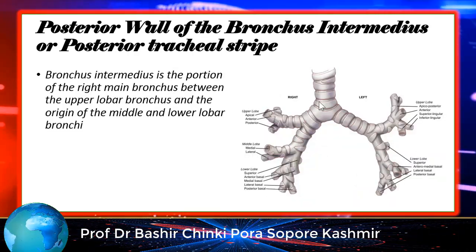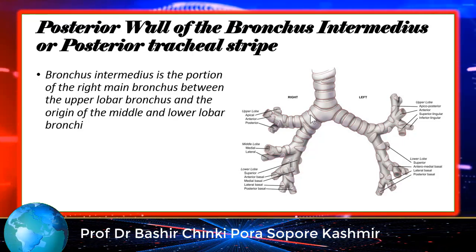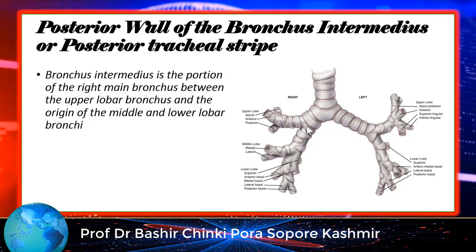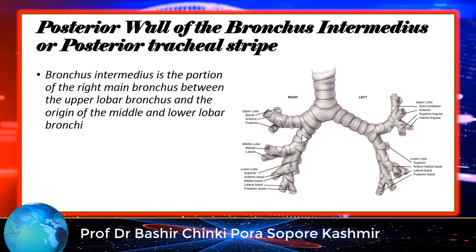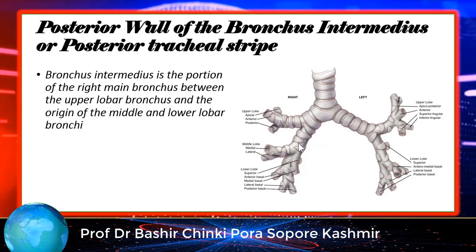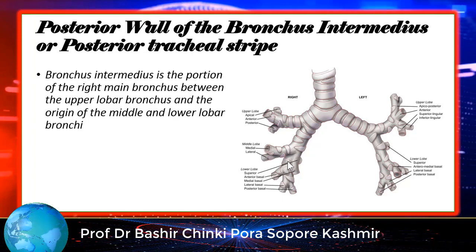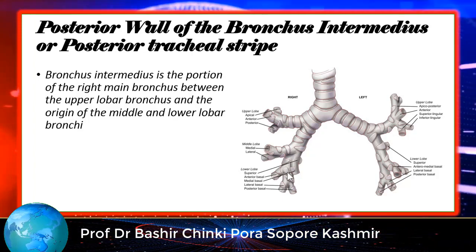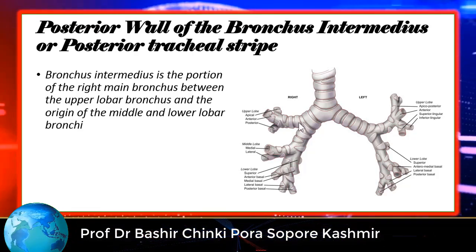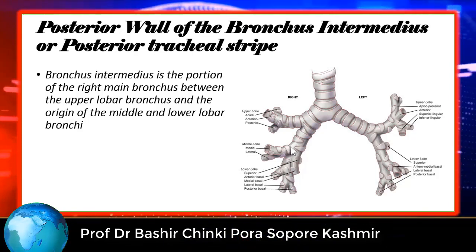As I said, the main right bronchus divides into the upper lobe bronchus and bronchus intermedius. So this portion is the bronchus intermedius. This bronchus intermedius then divides into the middle lobe bronchus and lower lobe bronchus. And the bronchus intermedius is the area between the upper lobe bronchus and the middle lobe bronchus.